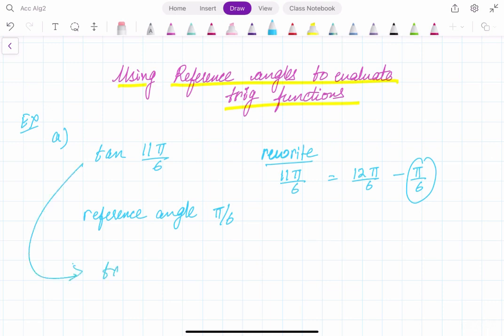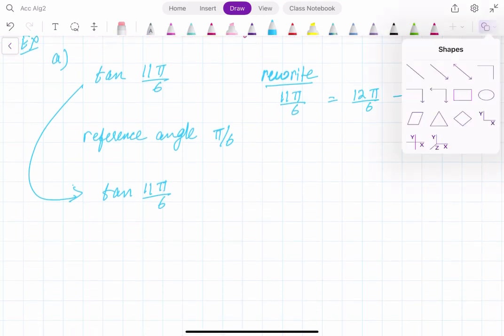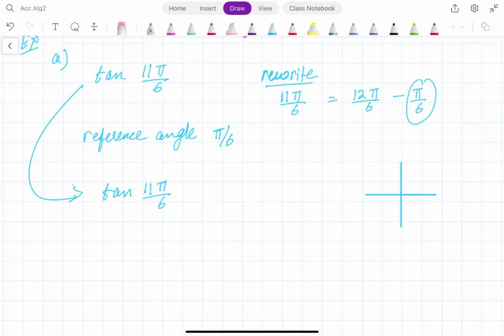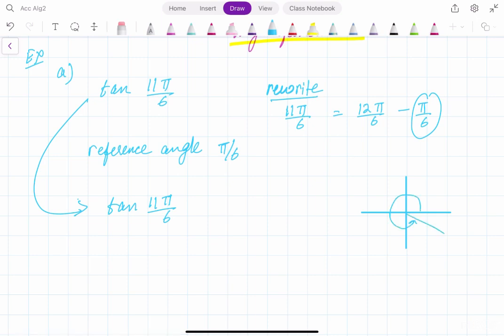And if you go back and look at the table, you can see what is tangent of pi over 6. Let's create the angle first. It will land in the fourth quadrant, and in that quadrant, tangent is negative. So we need to keep that in mind. That is why sketching the angles is very, very important. That means we are looking for the negative value.